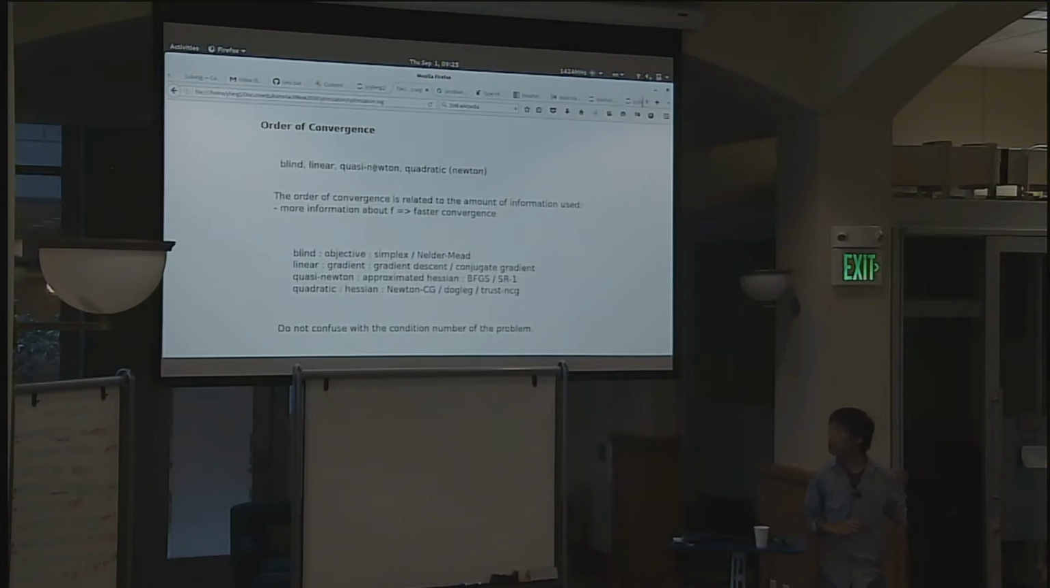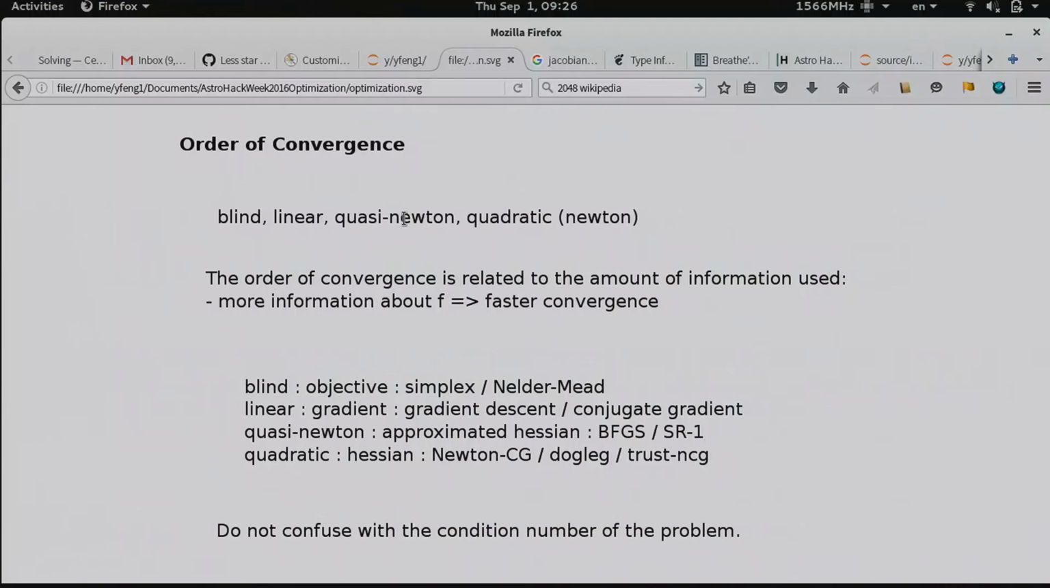So talking about a sequence, we have an order of convergence, like how fast the sequence is approaching the true minimum. There are several orders of convergence. I've written down the names. From left to right, it's getting faster. The first one actually didn't really have a name. I call it blind, which basically means it doesn't really know anything. It's just trying. It's the slowest one.